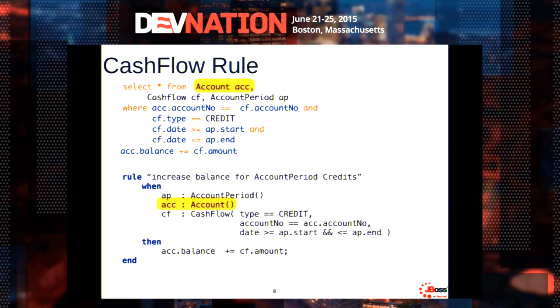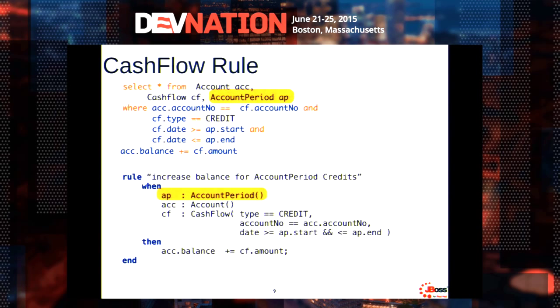When we have the when, does this point to work? Yes, you can see the account there. So when it's saying from account ACC, that is the same as saying the account pattern here. That's the binding in the rule. This is the alias for an SQL statement, and it has the same behavior.